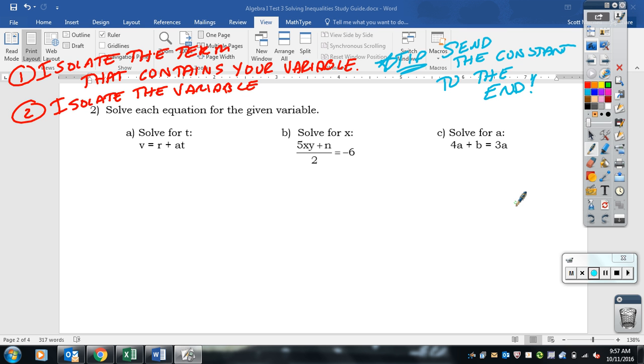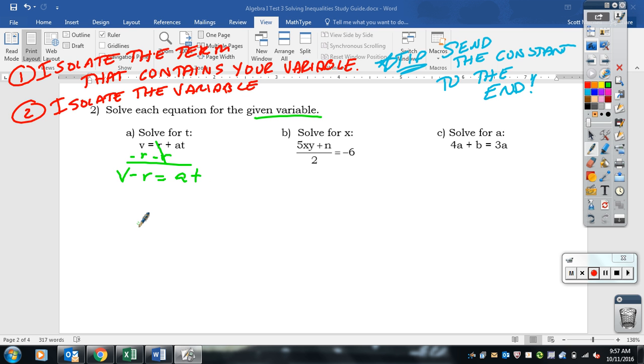These are asking us to solve again, but this time it says for the given variable, not for y. This one says to solve for t. Step 1, isolate the term that contains your variable. Again, there are 1, 2, 3 terms. The last one is the term that contains my t, at. So minus r, v minus r equals at.